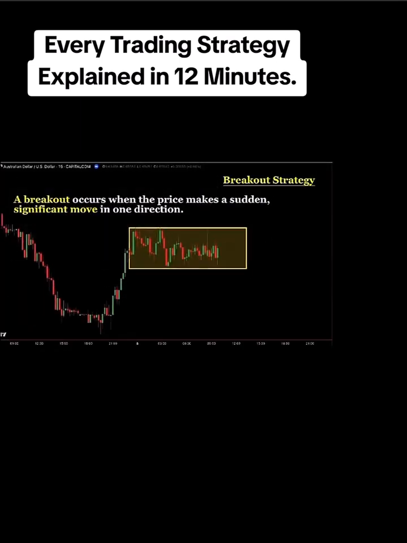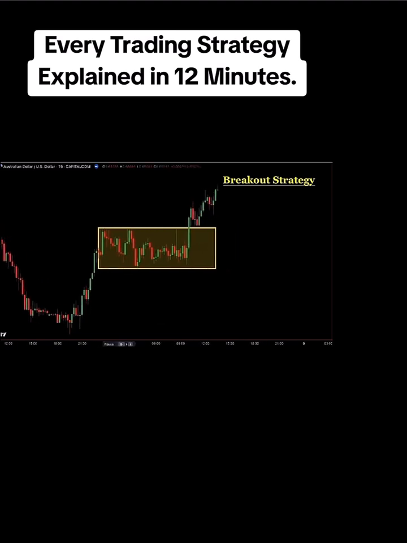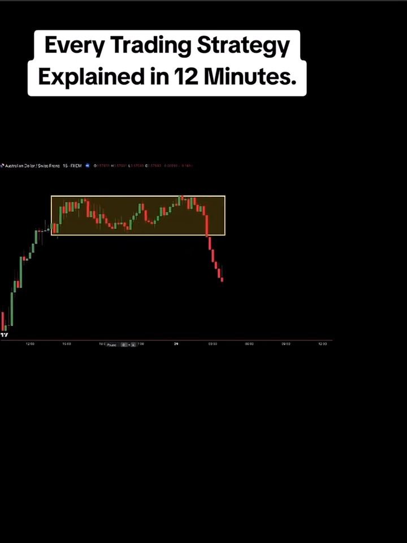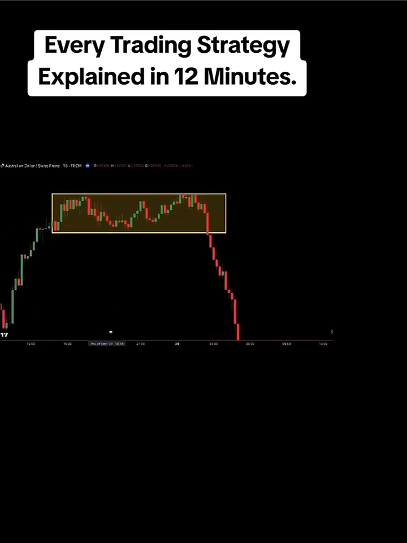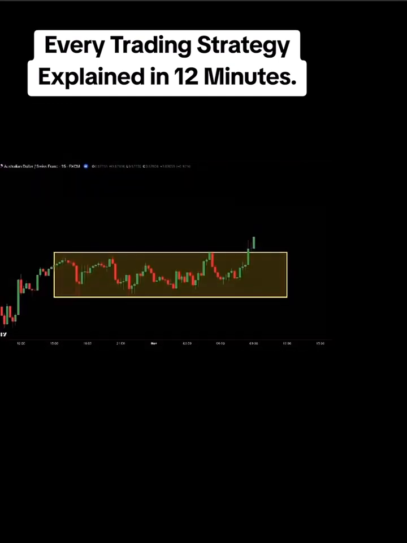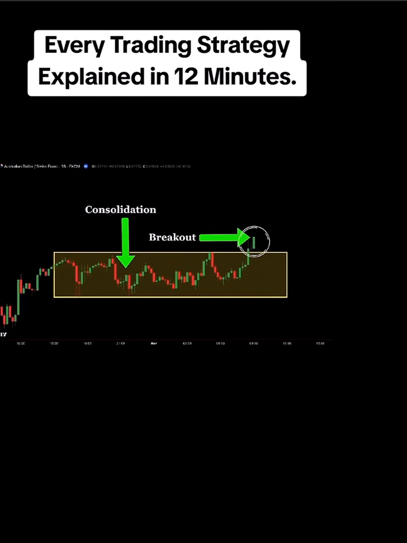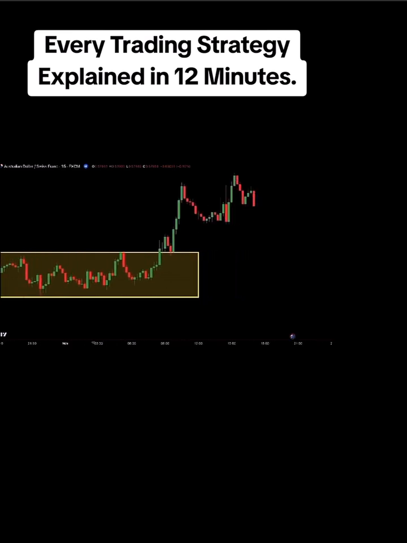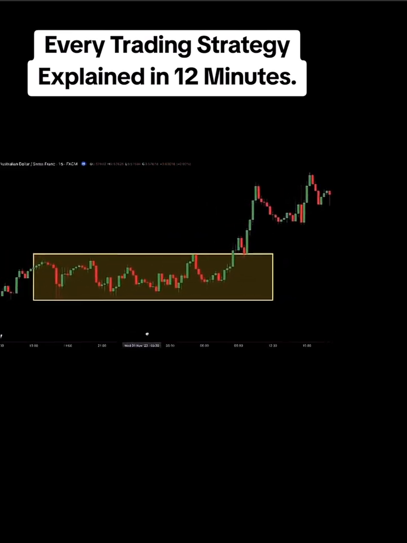Breakout strategy. A breakout occurs when the price makes a sudden, significant move in one direction, often following a period of consolidation. These breakouts can signal the start of a strong trend. For example, in a bearish breakout, the market consolidates within a range before sharply breaking to the downside, as shown by a large red candle. By checking the volume, you can confirm the breakout if selling pressure increases during the move. The same applies to a bullish breakout, where the price breaks upward from consolidation, confirmed by rising buying volume. Using factors like volume as confluence helps validate the strength of the breakout and improves trade accuracy.